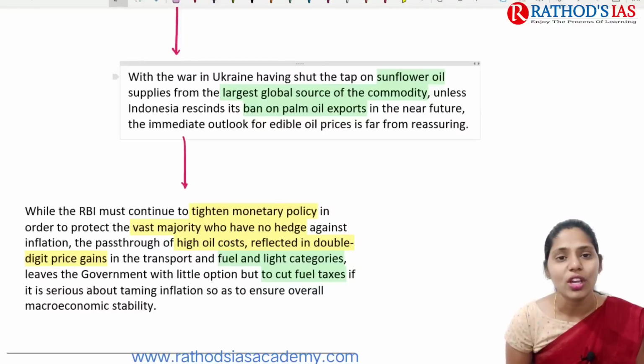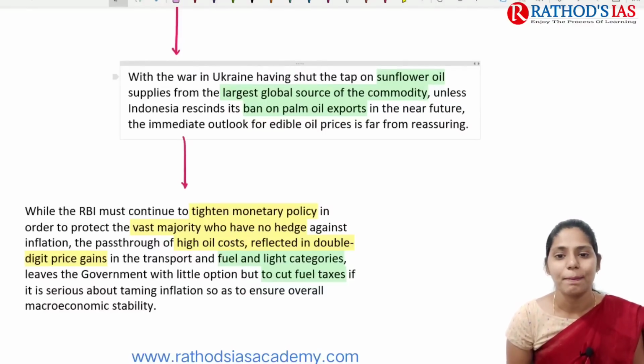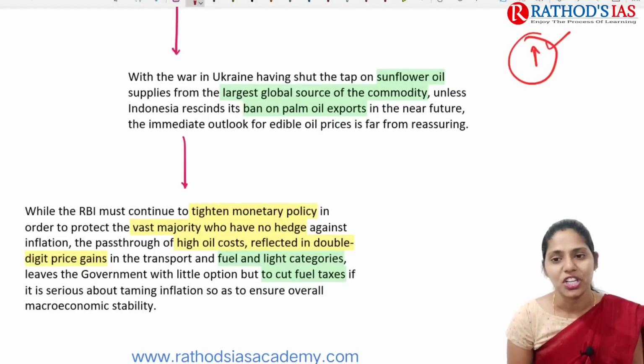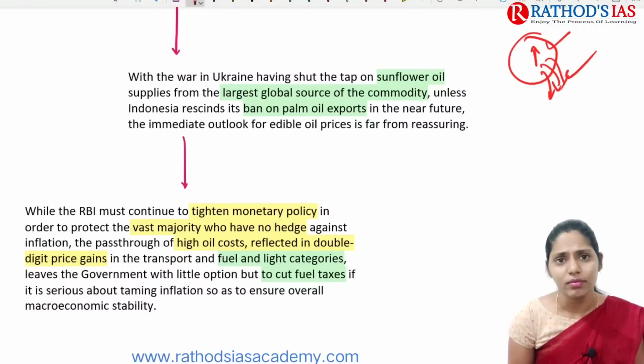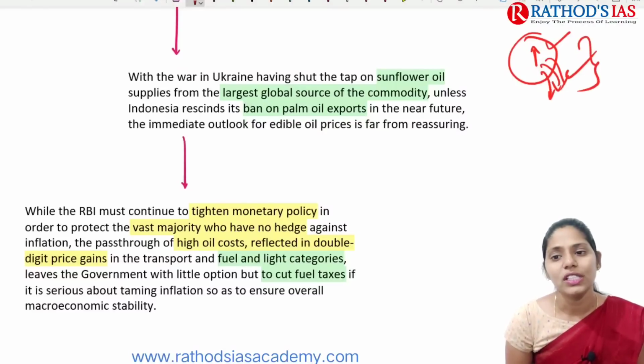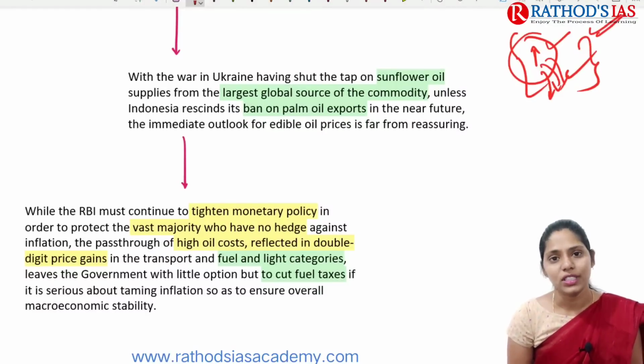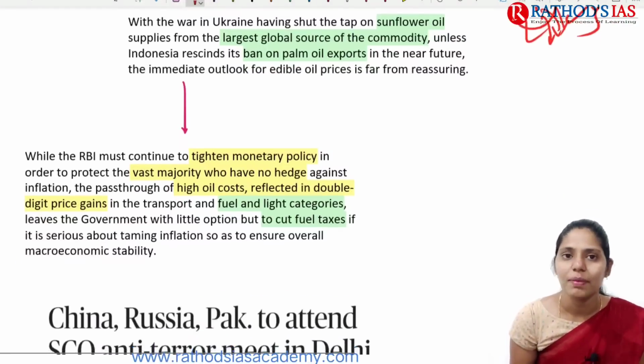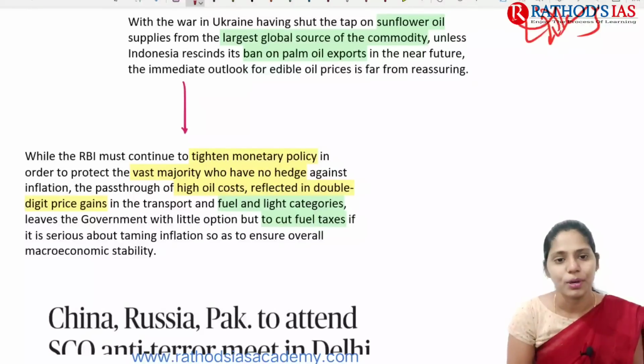And even if you are talking about palm oil, Indonesia mainly came up with a ban on palm oil, because there is increasing demand for palm oil in Indonesia, and they are also going for palm oil blending, okay. Because of all these reasons, they mainly led to a decrease in the export of palm oil. So because of this, we are also facing a crisis regarding palm oil.